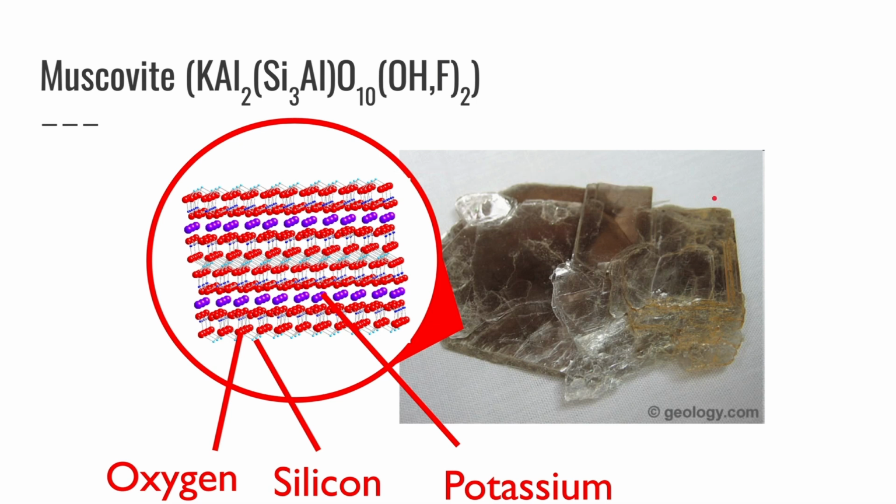Another example is muscovite. This is a potassium-rich phyllosilicate, so it's another platy mineral. There are these silicate tetrahedra that have strong bonds. Then there are weaker bonds in between each of these tetrahedra. That's what makes this a platy mineral, where you can actually flake apart the layers and break these weaker bonds.